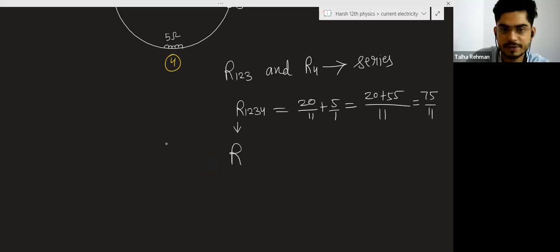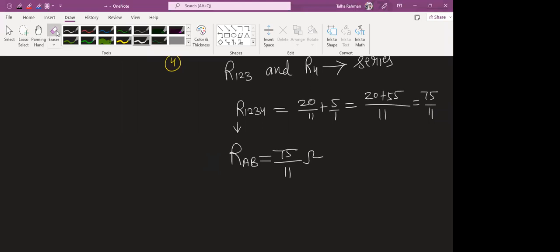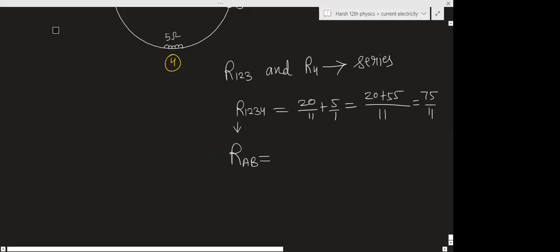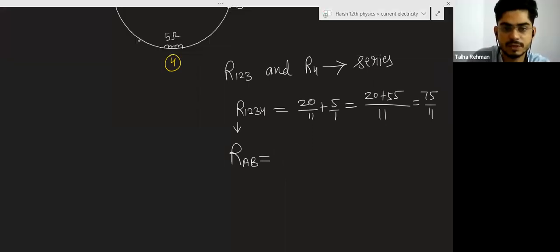So you can write this, R_AB, the equivalent resistance between points A and B, is equal to 75 by 11, and the unit of resistance is ohm. Actually, Ohm is the name of the scientist, Ohm's law. He has given the unit of resistance also. So 75 divided by 11 ohm is the answer.